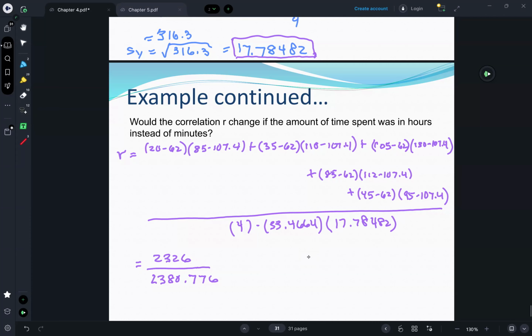Question? Which one is that? Yeah, 55. Thank you. Good catch. Yeah, 55. I was trying to read it from another screen. Yep. Yeah, so 55 was the second X, right? Customer number 2. Yeah, so customer number 2 spent 55 minutes. Any other corrections that you see?